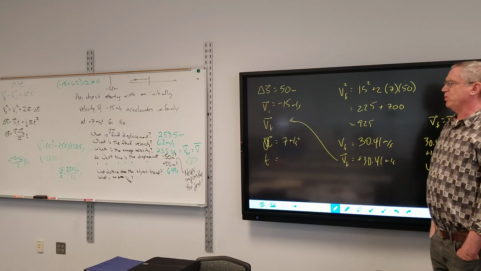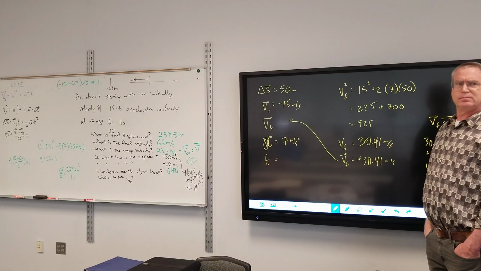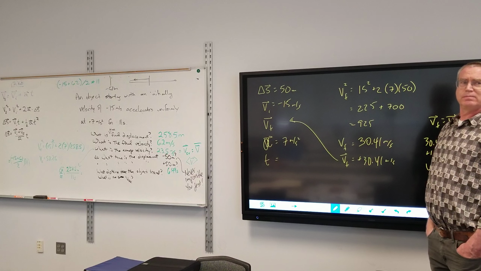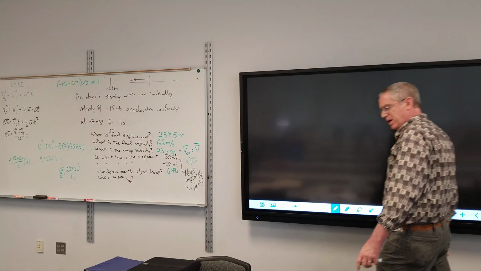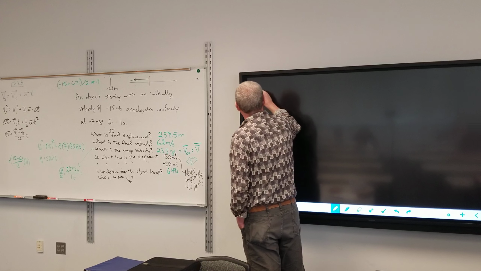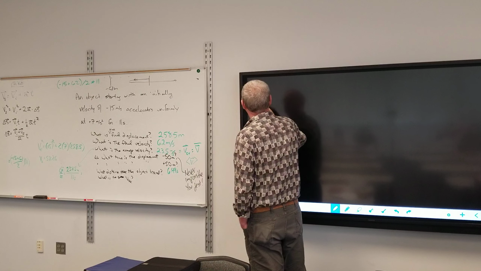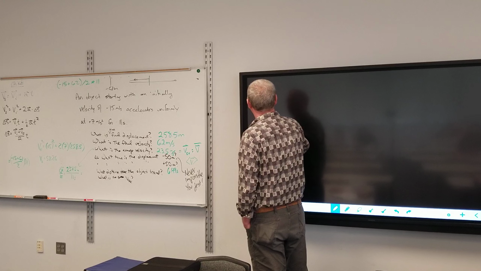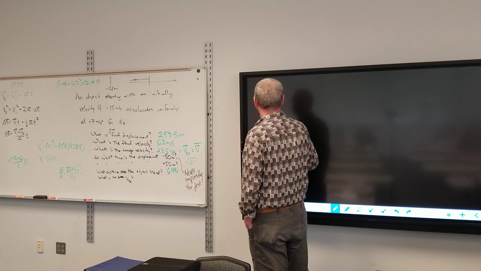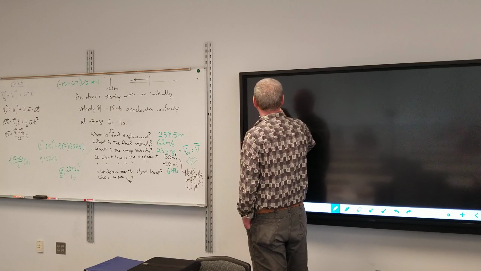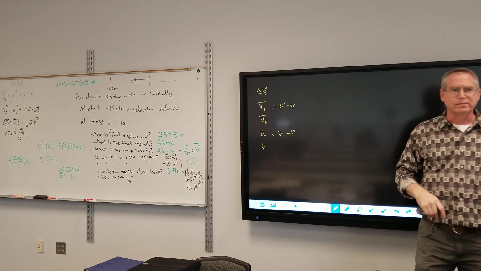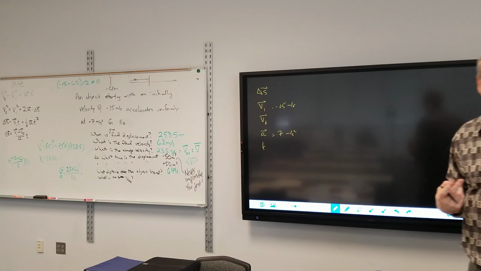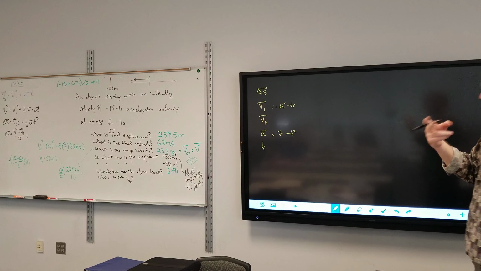So what do I know about the trip to the left? Velocity is negative 15 meters per second initially, and it accelerates uniformly at 7 meters per second squared. So I have delta S, VI, VF, A, T. A is 7 meters per second squared. VI is negative 15 meters per second. I have only two things. I need a third thing. The velocity will be 0 when it stops.